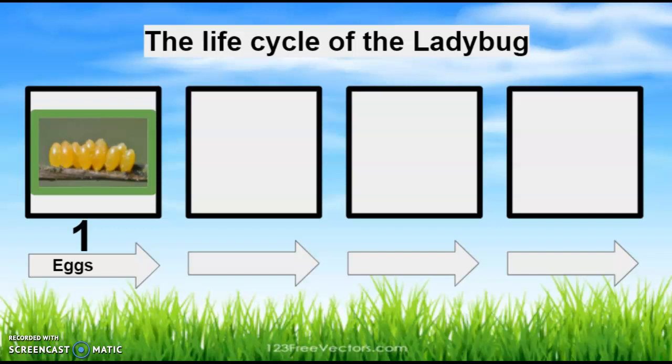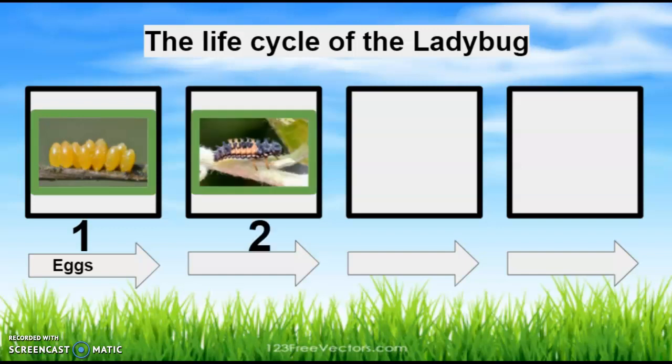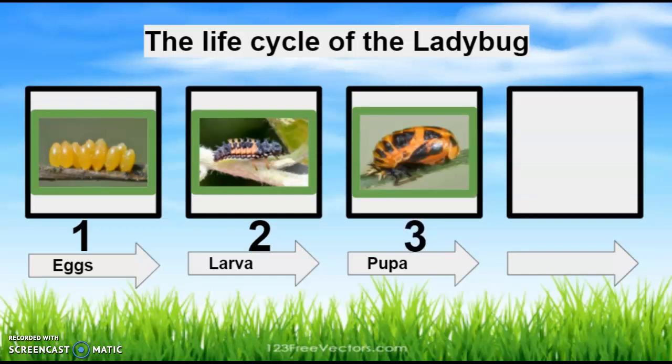The first stage of the life cycle is the eggs. After that comes the second step. See the number 2? What is the second stage called? If you said larva, you said the correct word. It's the larva. After the larva comes the third step, and that is the pupa.